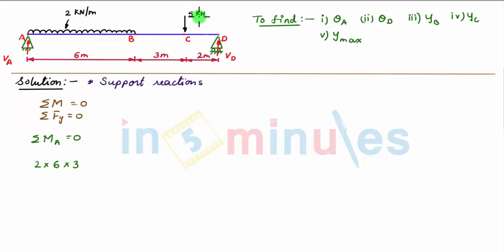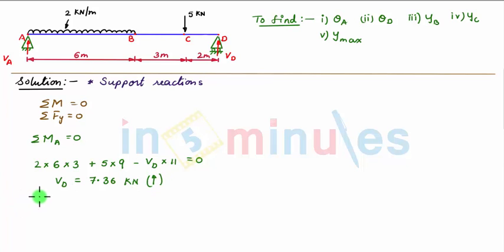Then we have a clockwise moment due to this downward force of 5 kN acting at a distance of 9 meter from A, so plus 5 into 9. Then we have the anti-clockwise moment about point A due to the upward vertical support reaction VD acting at a distance of 11 meter from point A, so minus VD into 11. Now this whole summation of moment is equal to 0. On solving this we get the value of VD as 7.36 kilonewton. Since it is positive, it is upward.